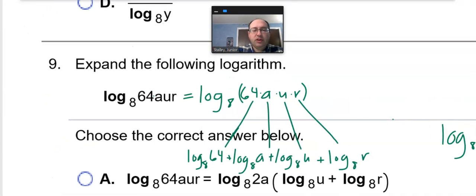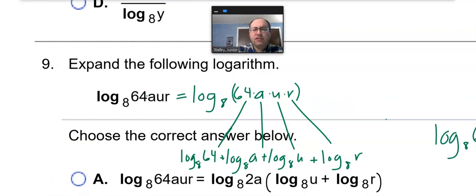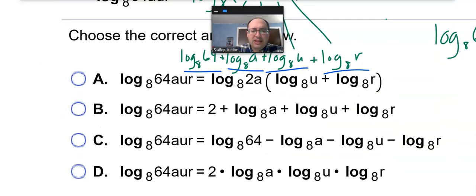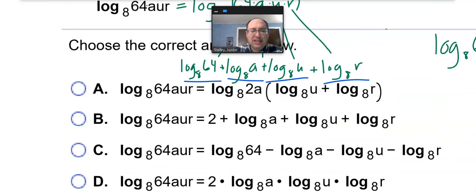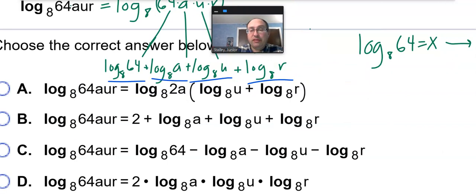Well, what about this one here? We got log 64 times a times u times r. Okay, you'll notice I put parentheses around it because the argument is 64 AUR, all that together. Now, we know we can split that up into log base 8 of 64 plus log base 8 of a plus log base 8 of u plus log base 8 of r. But that answer is not listed anywhere. So I get really super confused. Well, wait a sec. I know that's the right answer. Well, they're kind of doing a little bit of a trick to you.